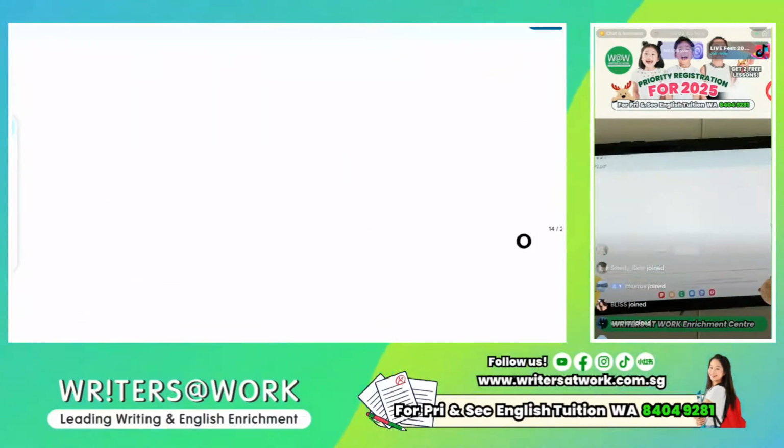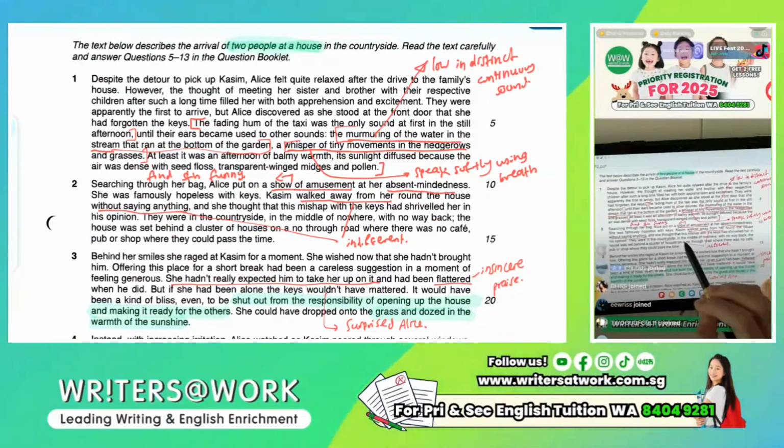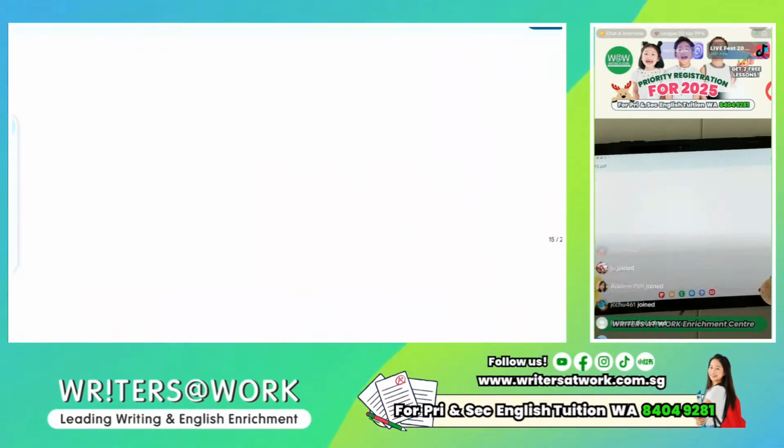So you look back at our text here. I pointed out earlier that she tried to put on a show of amusement at her absent-mindedness. So you need to ask yourself, what is this absent-mindedness? This absent-mindedness here is referring to her forgetting the keys. And how did she hide her feelings about it? She tried to think that it's funny, try to change the situation around. Okay? So the idea is here, the phrase is here, show of amusement.